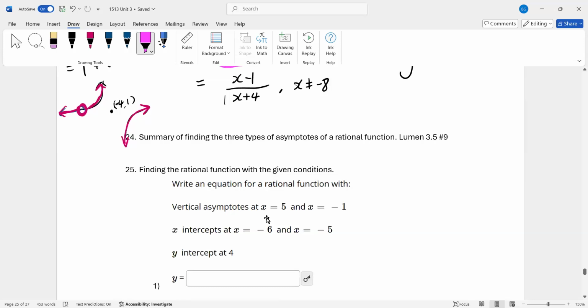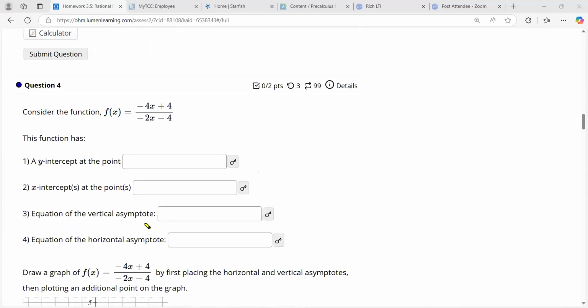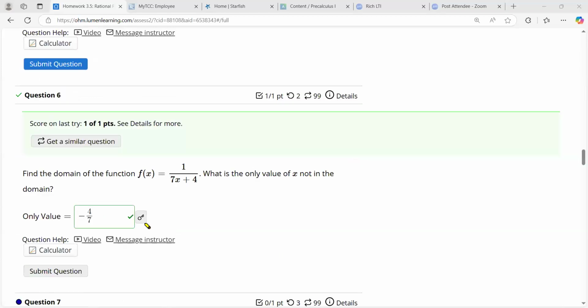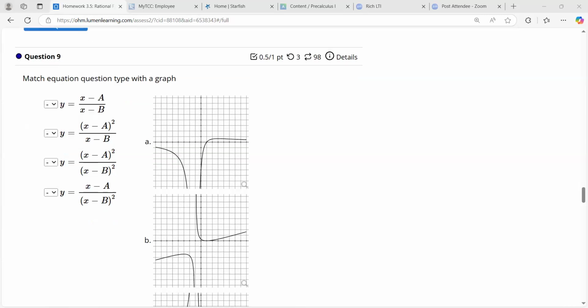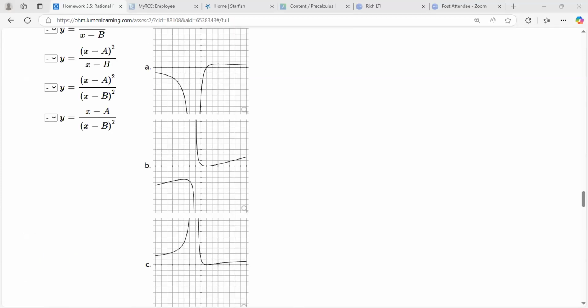Next one, I want to show you the 3 types of asymptotes of a rational function using Lumen 3.5, question number 9. I'm going to stop sharing these notes and share the Lumen again. Question number 9 is kind of like an application of the stuff we have been learning today. Let's look at those 4 functions. It also gives 4 graphs. We just need a match.